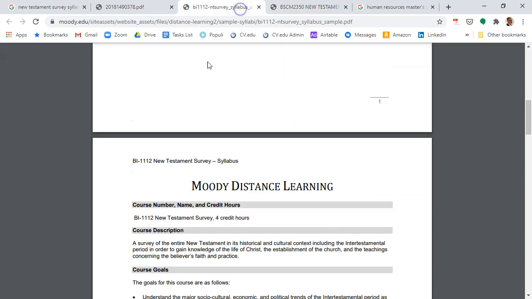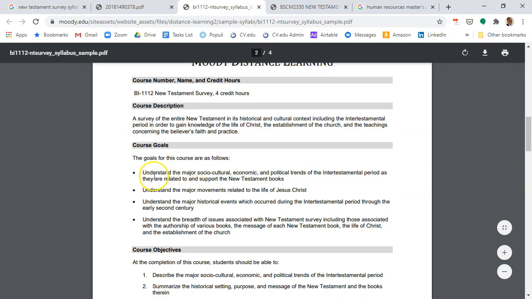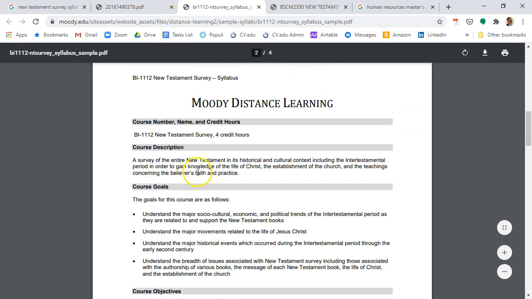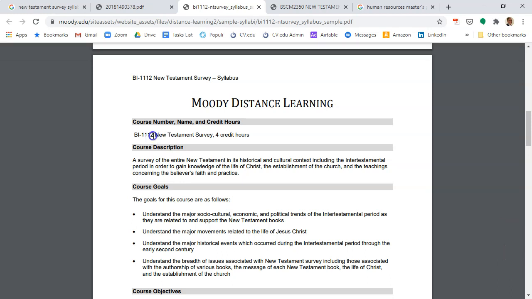And so I would go with the Moody Bible Institute. So what you would do is you would go through and you're going to get, okay, this is a 4 credit hour course. It's New Testament survey. Often levels 100, 200, 300, and 400 are undergraduate, whereas 500, 600, and 700 are usually graduate. In this case, they have 4-digit courses.